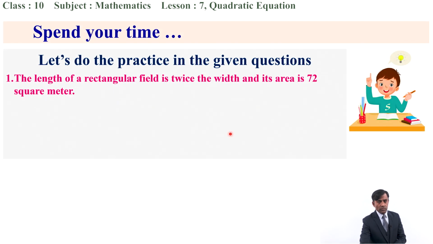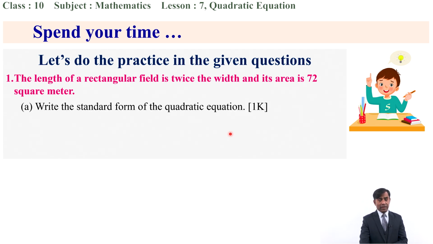Similarly, here are again some questions. The length of a rectangular field is twice the width and its area is 72 square meters. The first question: write the standard form of a quadratic equation. This does not belong to this context. Do you know about quadratic equations? Yes. And can you write the standard form? Yes, I hope you can write it: ax square plus bx plus c is equal to 0.